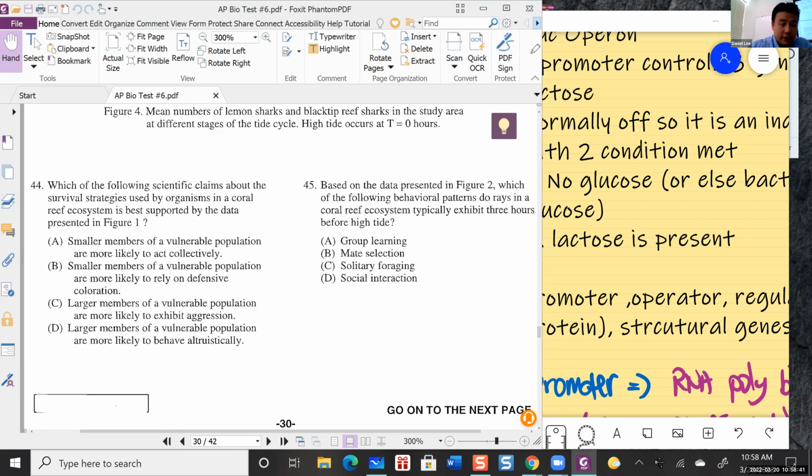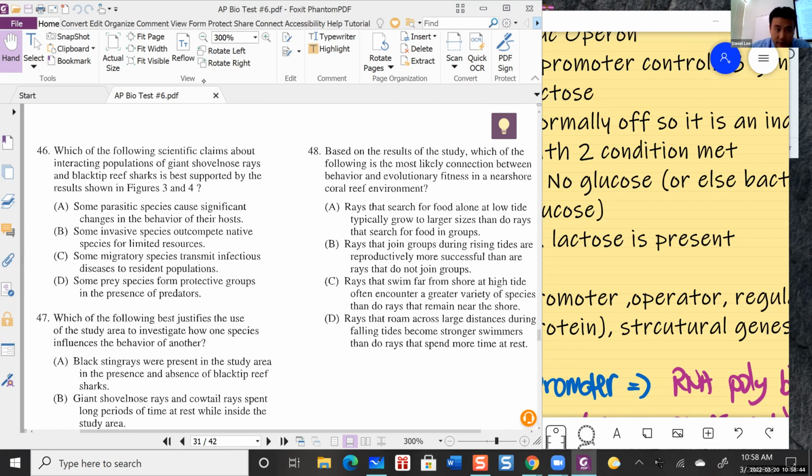So you have to read all the choices. The question is, what is the interaction between the giant and the reef shark supported by the evidence? They both show up at high tide. 46. Some parasitic species, forget about parasites, probably not. Invasives, no. Migratory species, no. Some prey form protected groups. Yeah, this is the only one. So 46, the answer is D. The prey, which is the giant, form protective groups in the presence of the predator. That is the only one that has to do with prey and predator. It has nothing to do with migration or parasitism or invasive species.